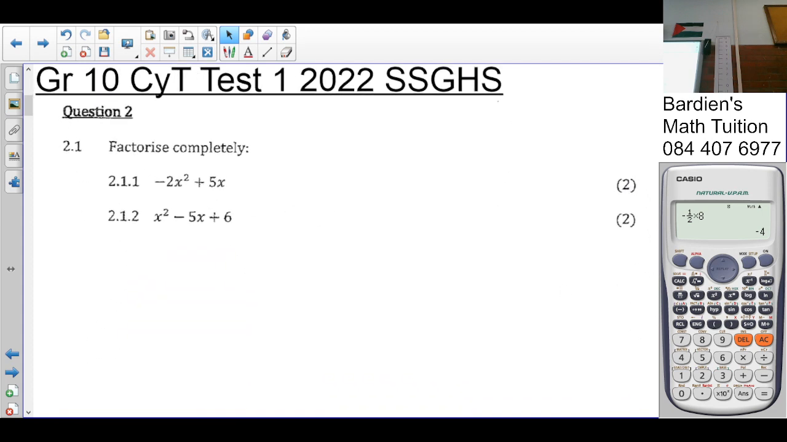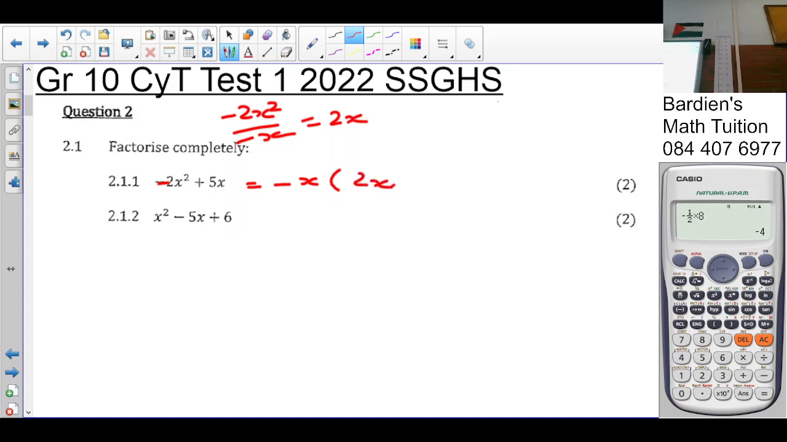People, question 2. Factorize completely. Looking at 2.1.1, what is common there? X. No. Negative. Since the first term is negative, so it's negative x. What are we left with? So it's going to be negative 2x squared divided by negative x. It's going to give you 2x. 5x divided by negative x is negative 5. 2 marks in the back.